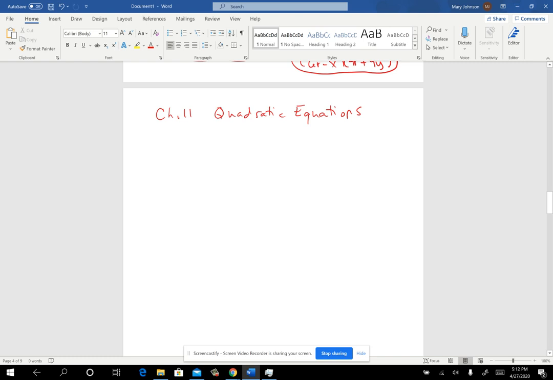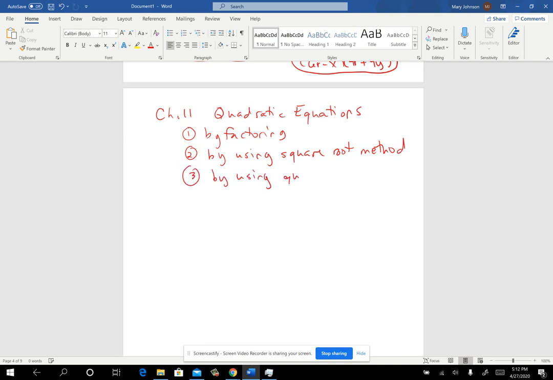All right, we're going to continue the review looking at the material from chapter 11 on quadratic equations. So there were three basic ways we were solving quadratic equations. One way we did it was by factoring. Another way we did it was by using the square root method, taking the square root of both sides. And then the third way we did it was by using the quadratic formula.